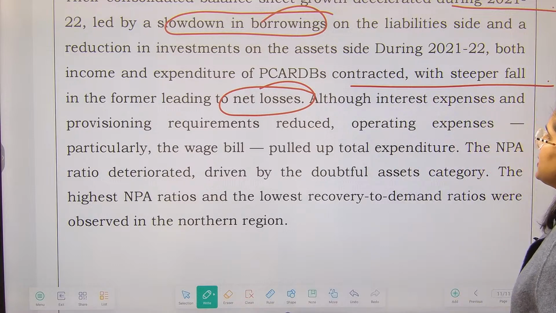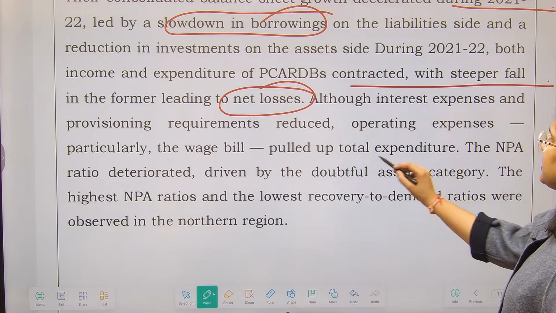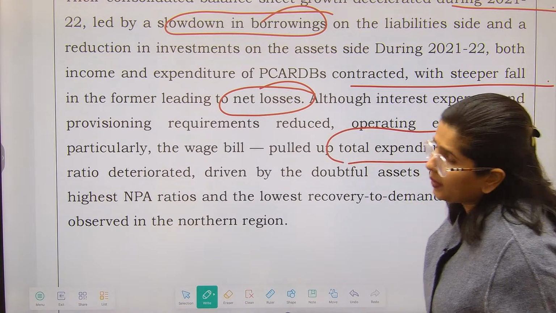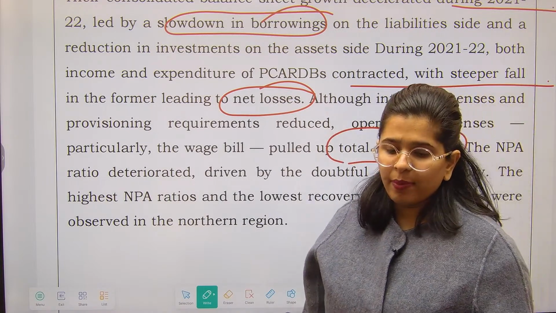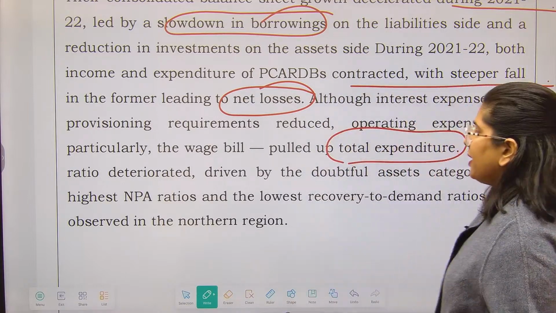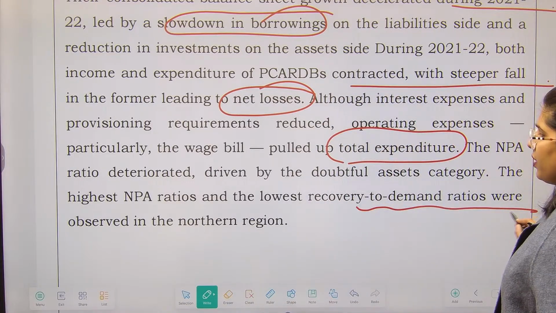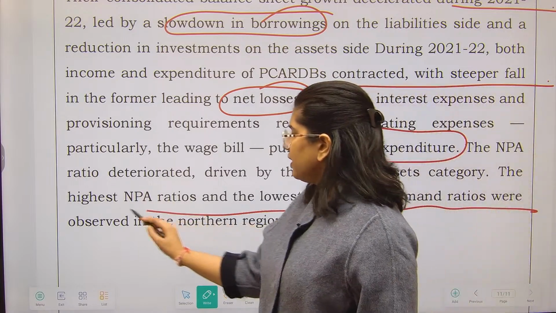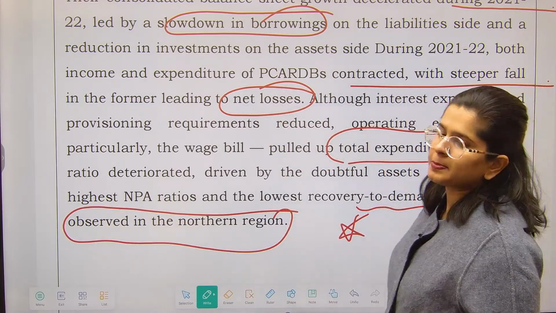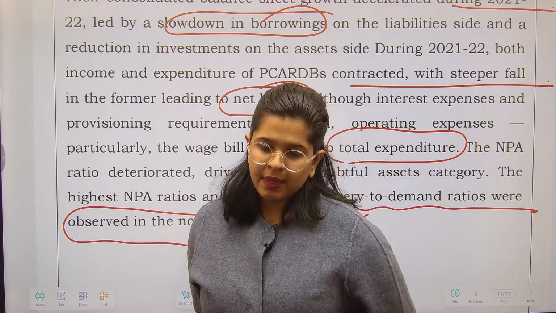Although interest expenses and provisioning requirements have reduced, the wage bill has increased the total expenditure. The NPA ratio, that is your non-performing asset ratio, has also deteriorated, right? And the lowest recovery to demand ratios were observed in the northern area. So this is the thing.